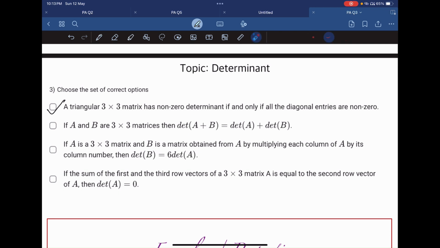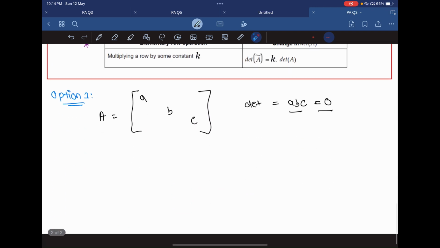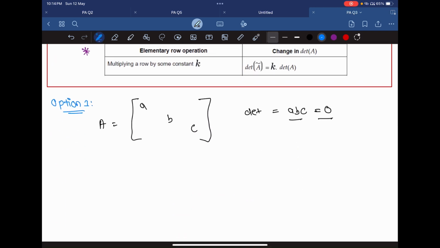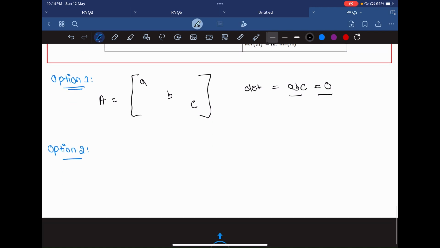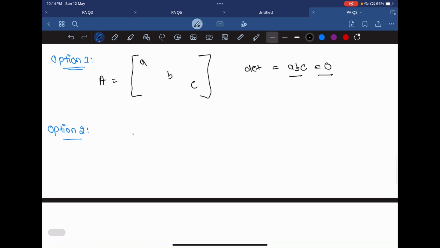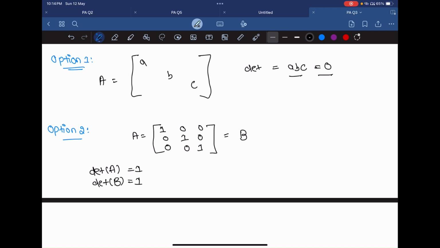Now option 2: if A and B are 3 cross 3 matrices, then determinant of A plus B is equal to determinant of A plus determinant of B. So we will consider one example for option 2. Let's say A is our identity matrix of order 3 and we are taking B also to be the identity matrix of order 3. Then determinant of A is 1, determinant of B is also 1.